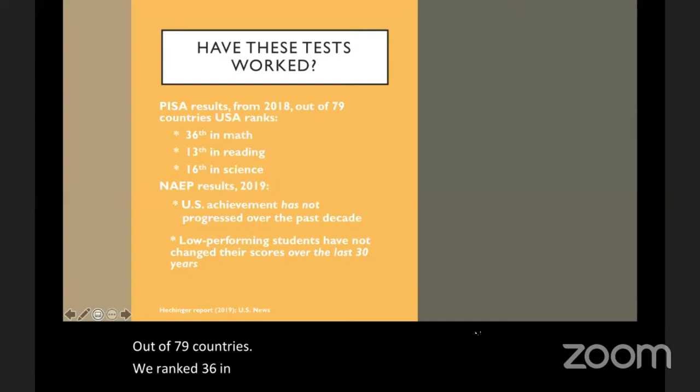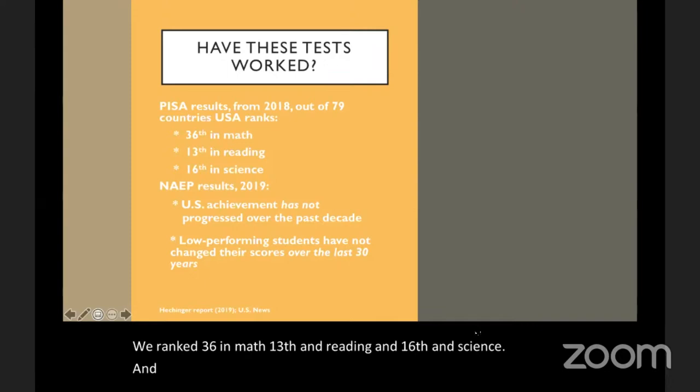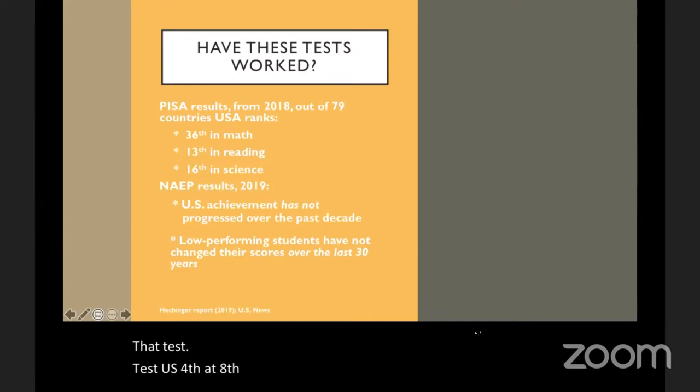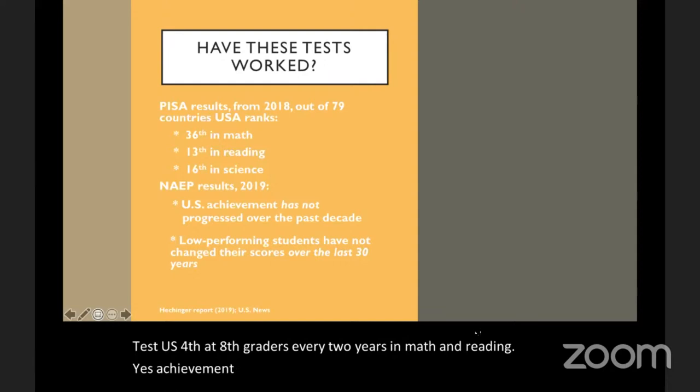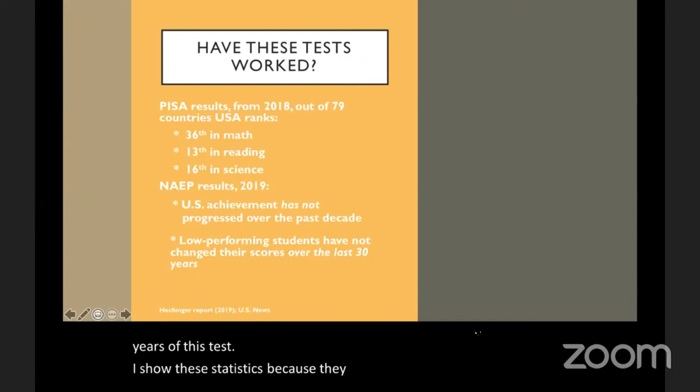In another test, the National Assessment of Education Progress, that tests U.S. 4th and 8th graders every 2 years in math and reading. In the U.S., achievement has not progressed over the past decade. And in low performing students, no progress has been made over 30 years of this test. I show these statistics because they defy what our extraordinary teachers and the talented students they teach are capable of doing.